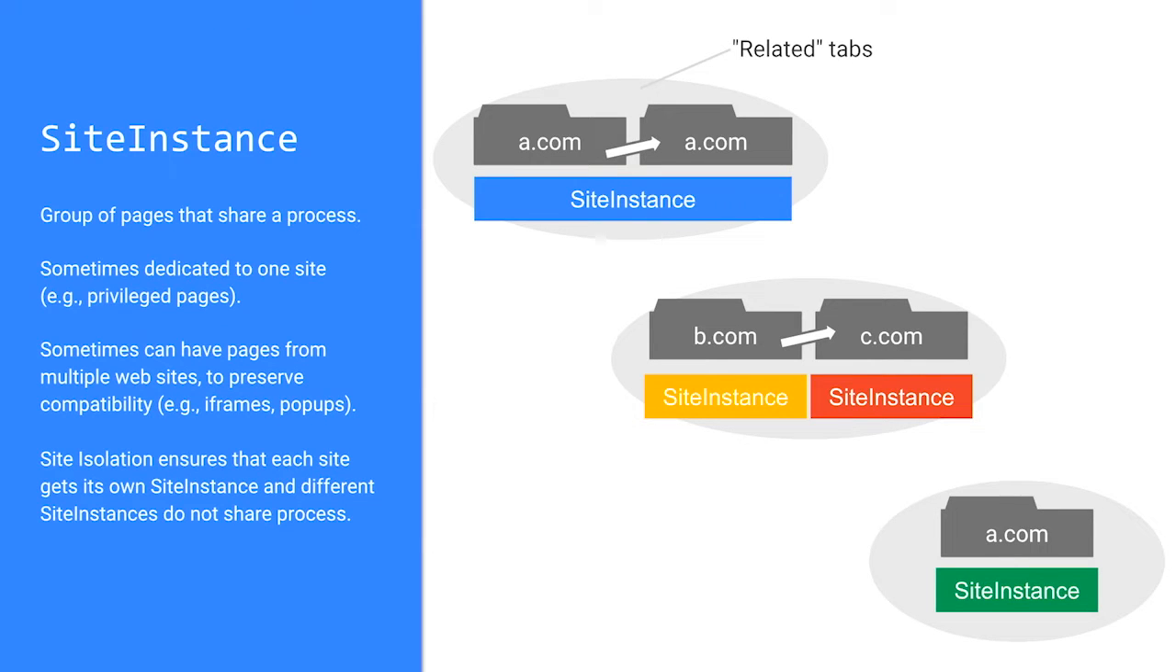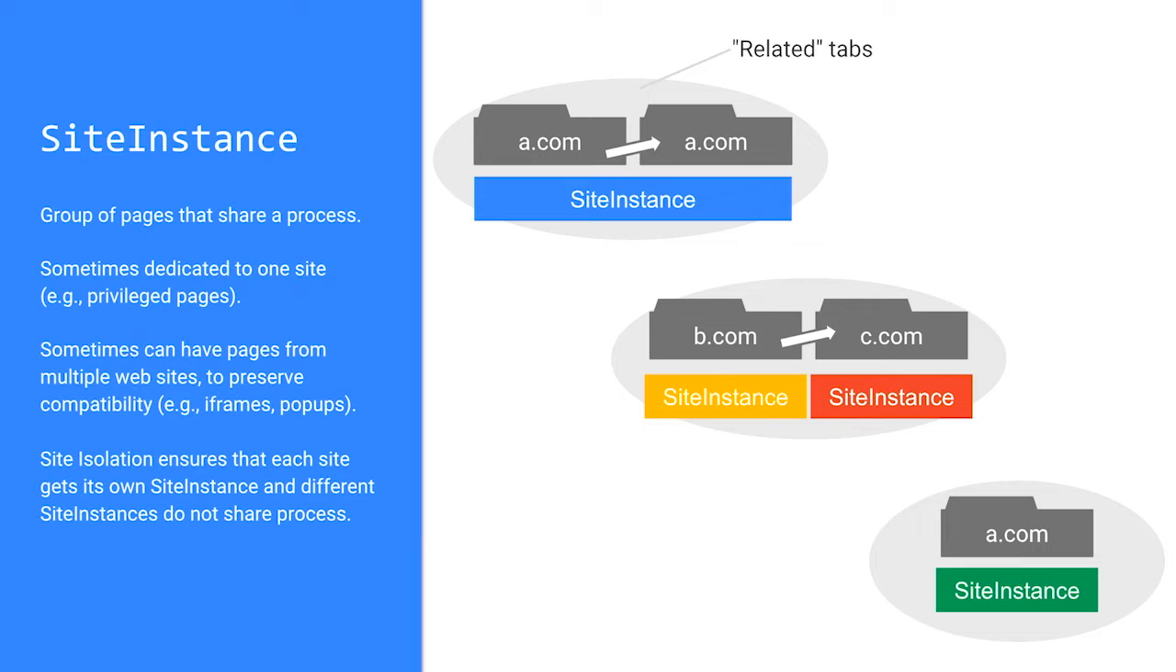And let's go a little bit over the concept of what a site instance is. How we pick processes and make process decisions is heavily based on this class called SiteInstance. It represents a group of documents or pages that share a process. For example, as I mentioned, if a.com does a window.open to another a.com, they'll end up using the same site instance. They'll be placed in the same process and everything will work correctly.